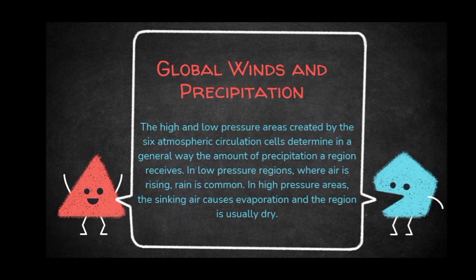Global winds and precipitation. The high and low pressure areas created by the atmospheric circulation cells determine in a general way the amount of precipitation a region receives. In low pressure regions, where air is rising, rain is common. In high pressure areas, the sinking air causes evaporation and the region is usually dry.